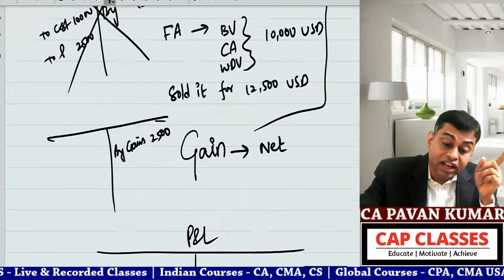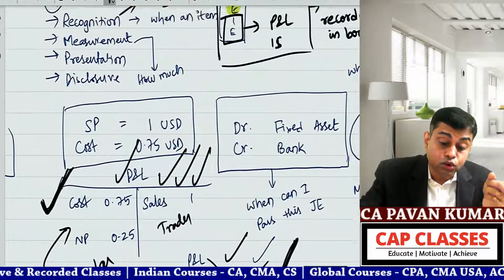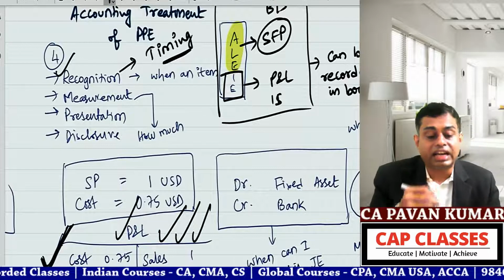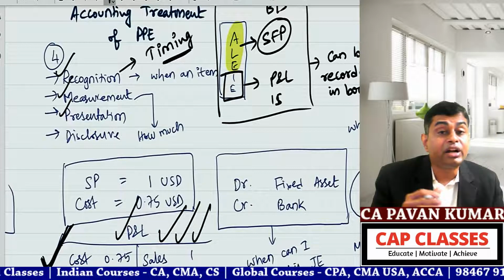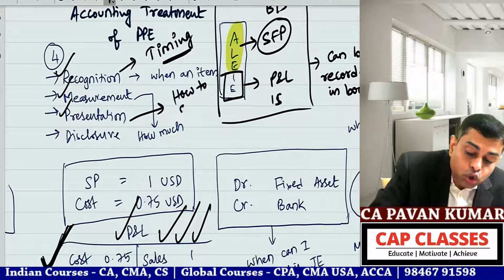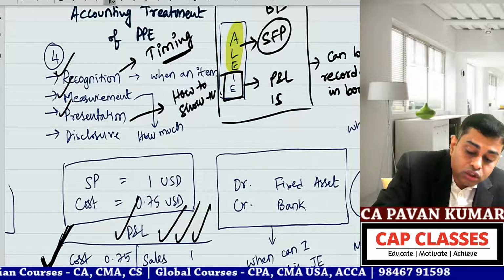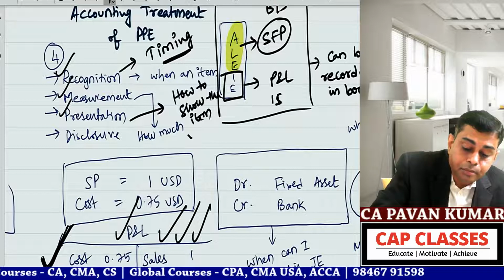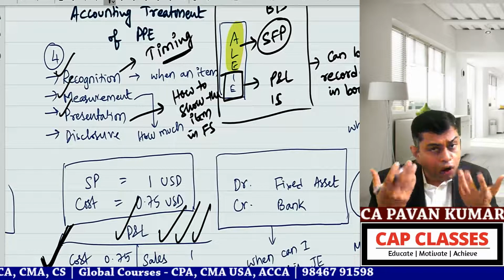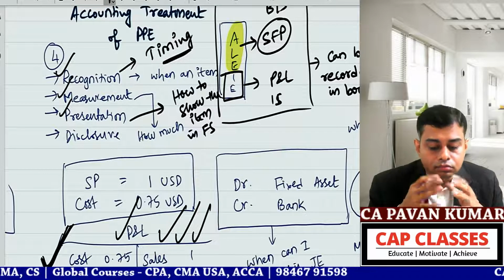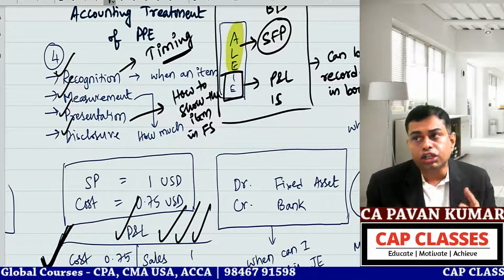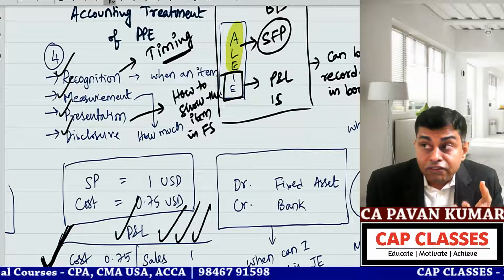Going back to where I started the story, accounting standards deal with four things. One is recognition, second is measurement, third is presentation. Presentation means how to show the item in financial statements, on gross basis or on net basis. Then comes disclosure. Disclosure means giving more information to the user.